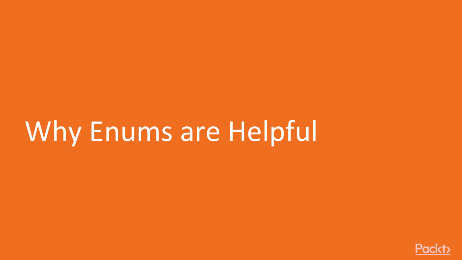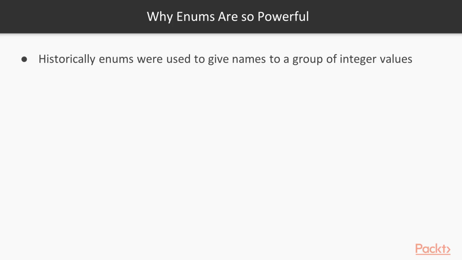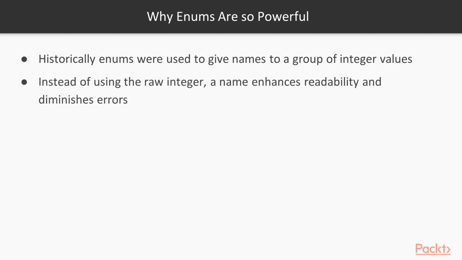Why enums are helpful. Why are enums so powerful? Well, historically, enums were used to give names to a group of integer values. For example, 0 was error, 1 was loading, or 2 was complete. Instead of using simply a raw integer, a name corresponding to the integer dramatically enhances the readability for the programmer, and hence it diminishes errors.